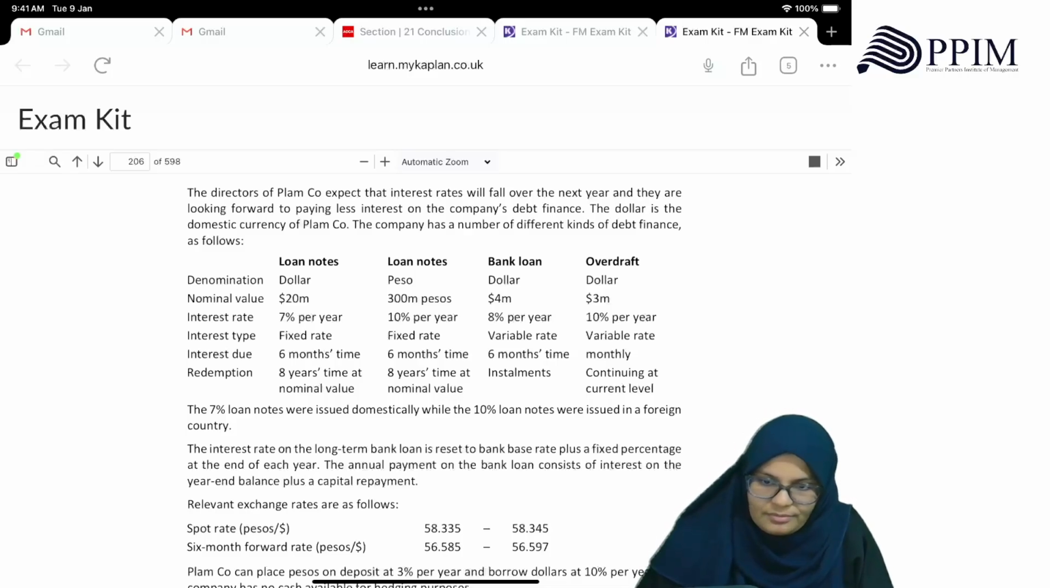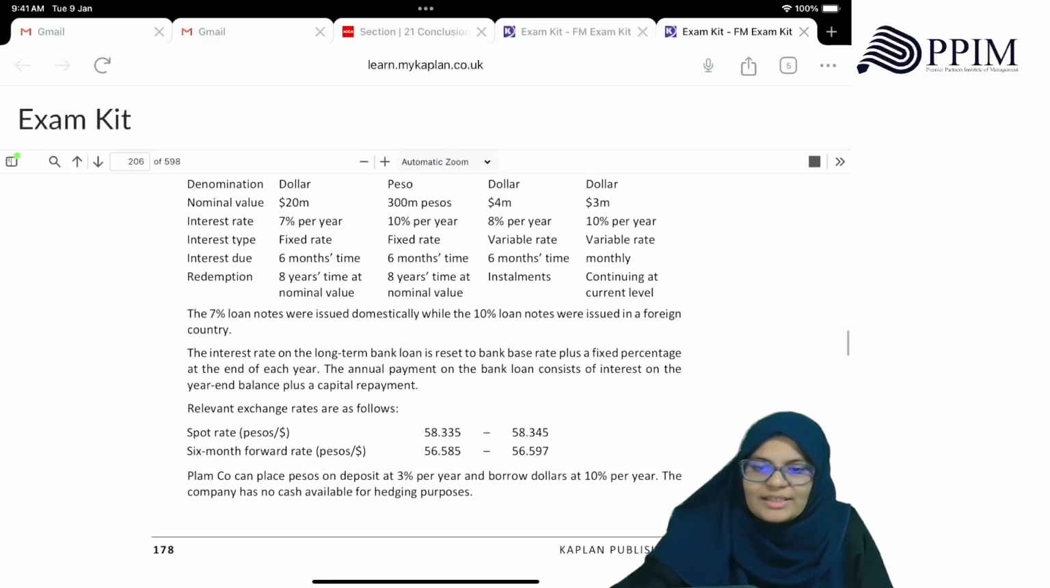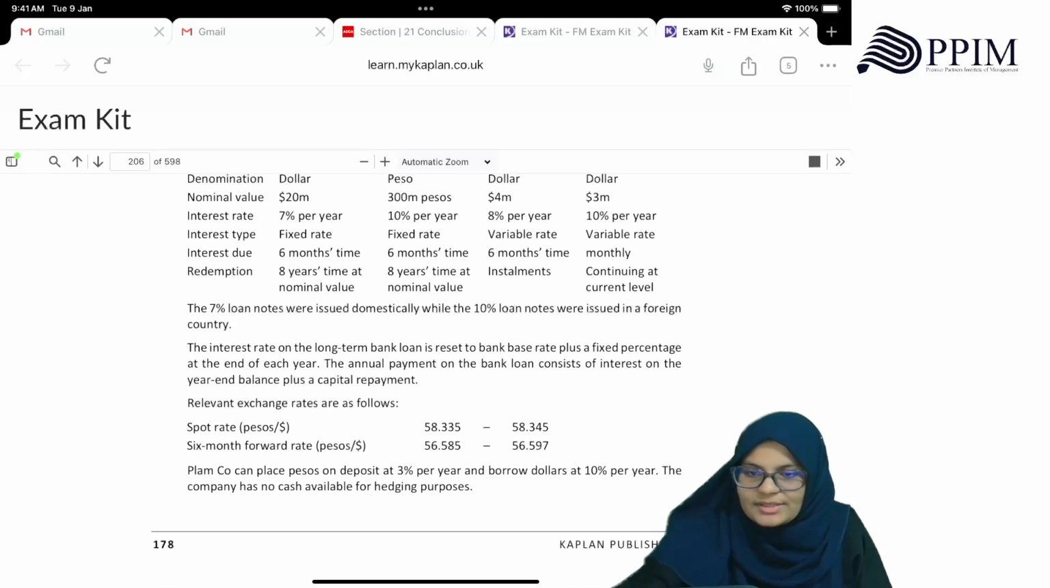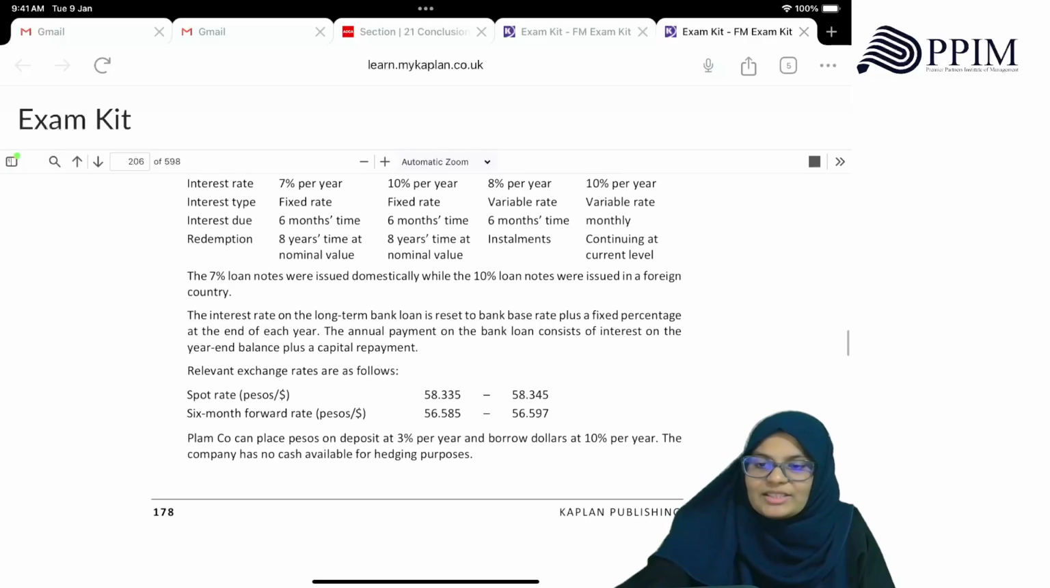Fine. Then they are giving me the exchange rate. They're saying the spot rate pesos to dollars, 6 months forward rate pesos to dollars. Plum Company can place pesos on deposit at 3% per year and borrow dollars at 10% per year. The company has no cash available for hedging purposes. Fine.